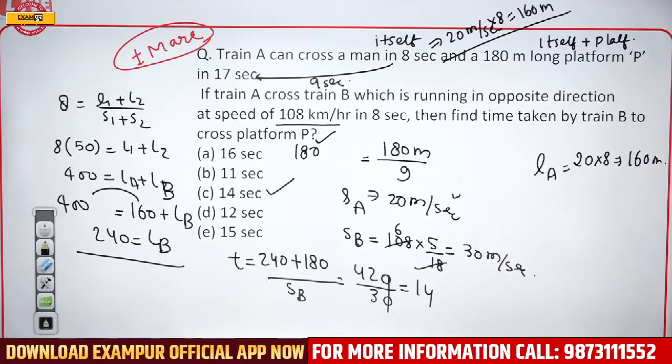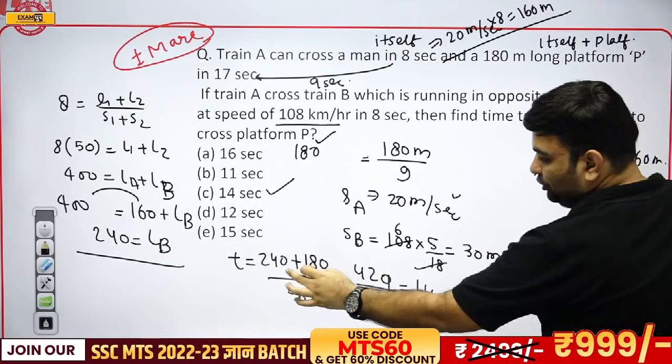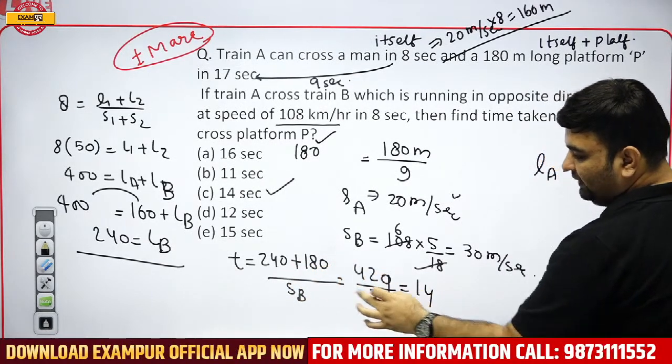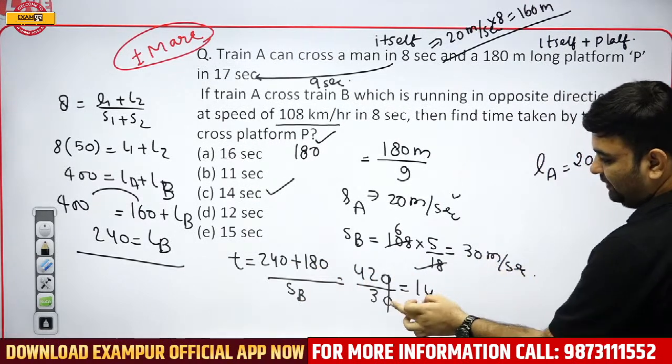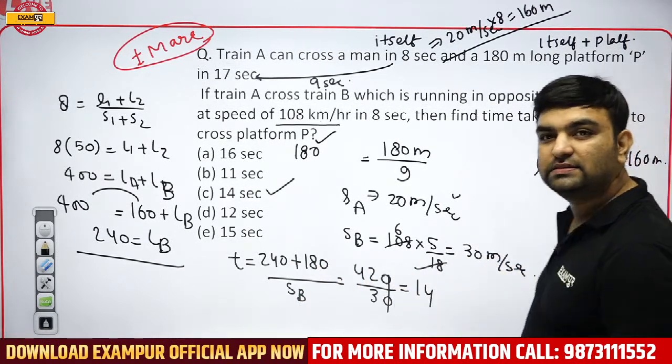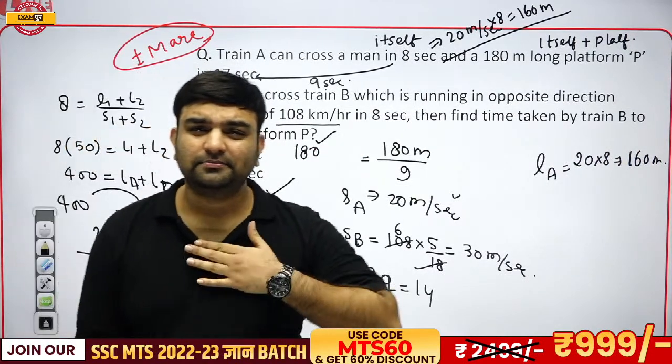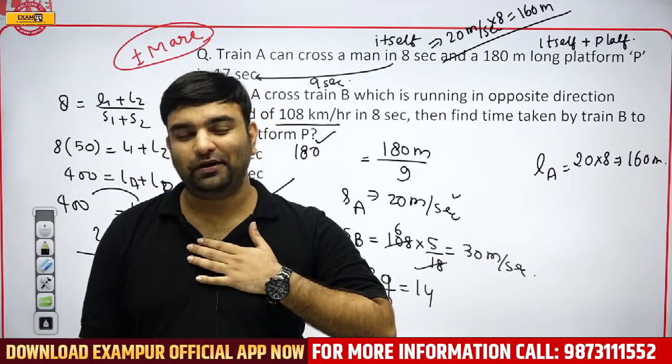Is it clear? 240, 340, 440, 440, 20 less, 420, with the speed of B. Speed of B is 30 meters per second. It's 14 seconds. Oh ho ho. This is disheartening, guys. There is a huge pain over here.